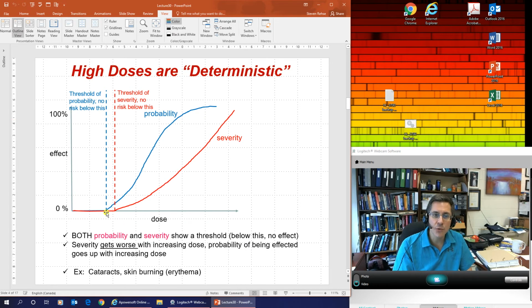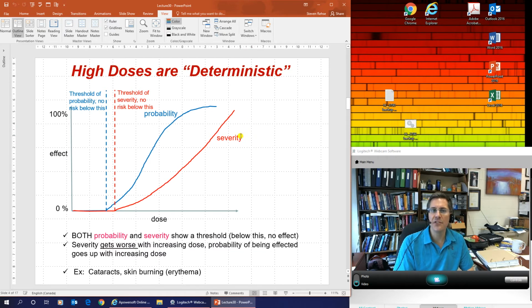And as you increase that dose, the probability starts to go up. So that's a hallmark of a deterministic effect. It's got a threshold below which there is no risk, and the probability increases as you increase the dose, which is just what you expect. More dose, more dangerous; less dose, less dangerous; some dose, not dangerous at all. That's a deterministic effect. And also, the severity increases with dose. So how bad your effect is.